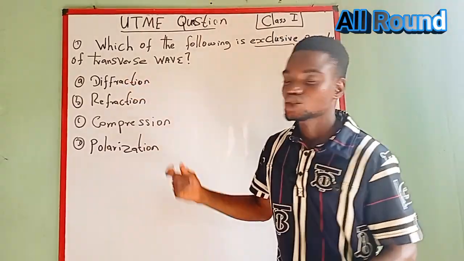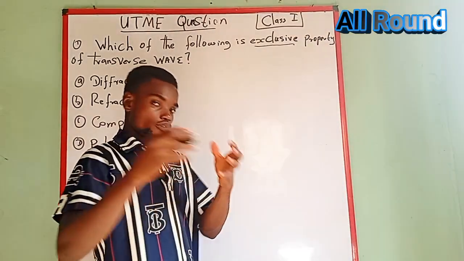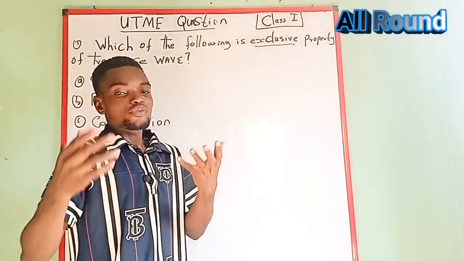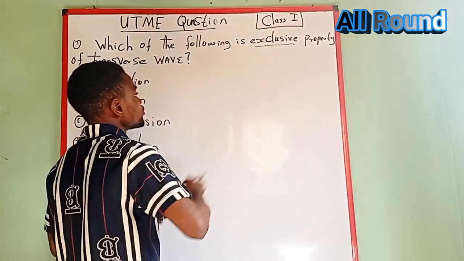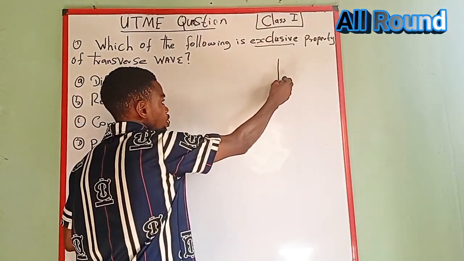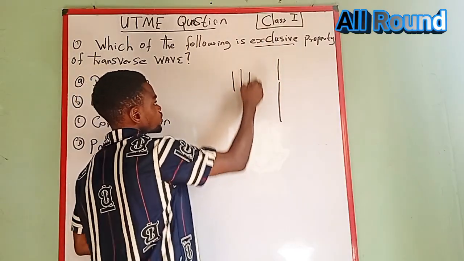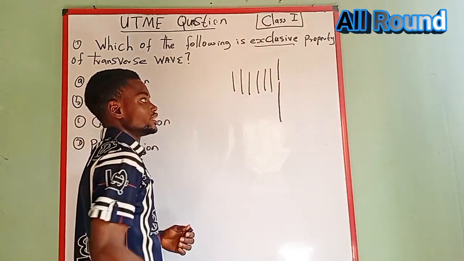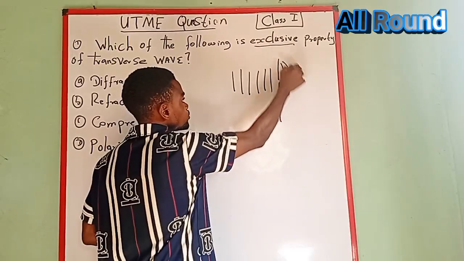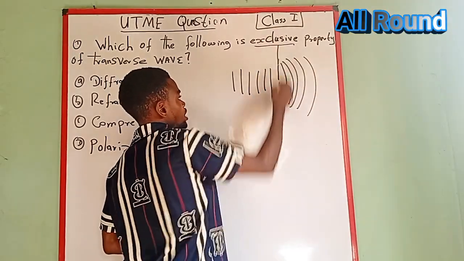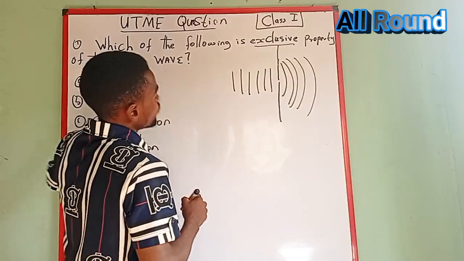But then, what is diffraction? Diffraction is the bending of light around an obstacle when it encounters one. So let this be an obstacle. Let's say there is a wave coming through this particular side here. You're going to see that it is going to bend around this obstacle. That is what we call diffraction.